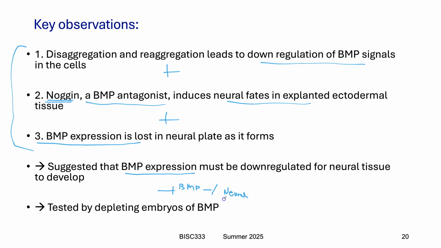It's kind of interesting. It would suggest that this is a default and that something has to happen to prevent it from happening everywhere. And then you have to just withdraw the repressor in certain locations to allow neural development. It's almost like a double negative, right? And so they tested this by doing an experiment where they used RNAi, I believe, or possibly an antibody-based method to deplete embryos of BMP and to see if that was the actual trigger.